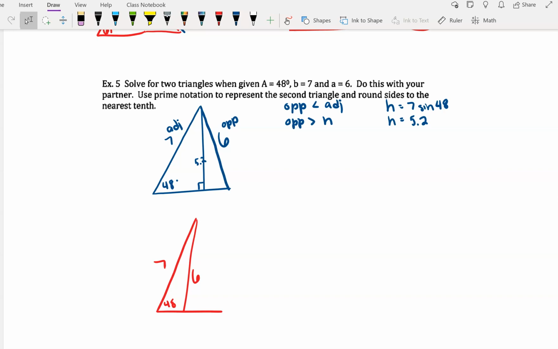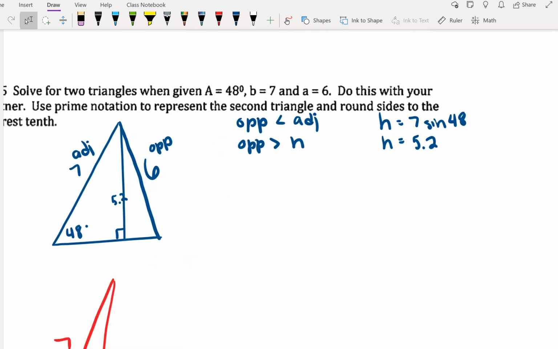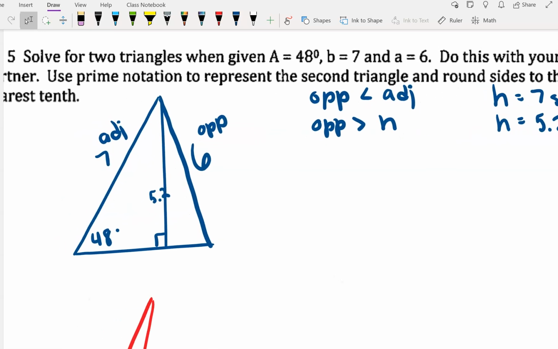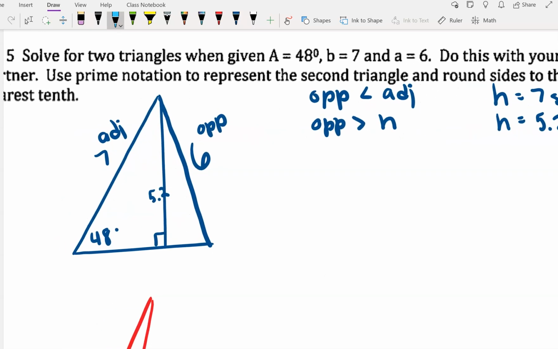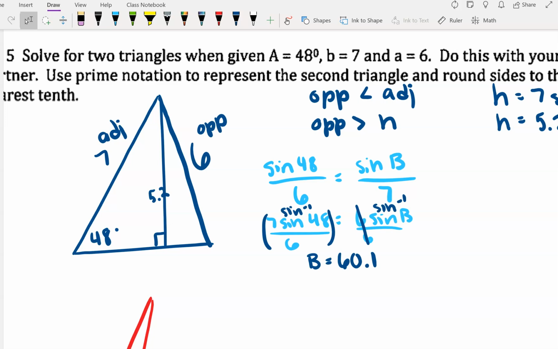All right. So we're going to use the law of sines to find both triangles. The first one I'm going to do sine of angle, which is 48, over opposite side, which is 6, equals sine of another angle. I don't have another angle, so I'll just call that B, because it's opposite the 7, over opposite side, which is 7. So I want you to pause the video and cross multiply and solve for B right now, and when you unpause, I'll have the answer. So I got that B equals 60.1.